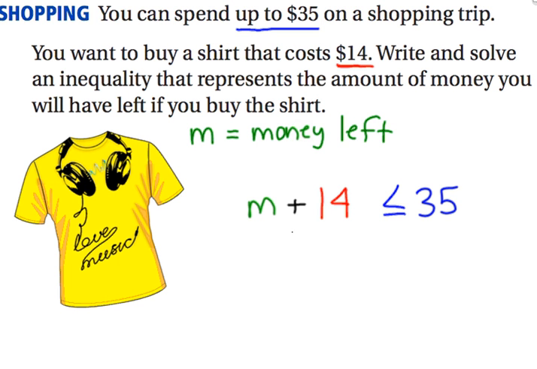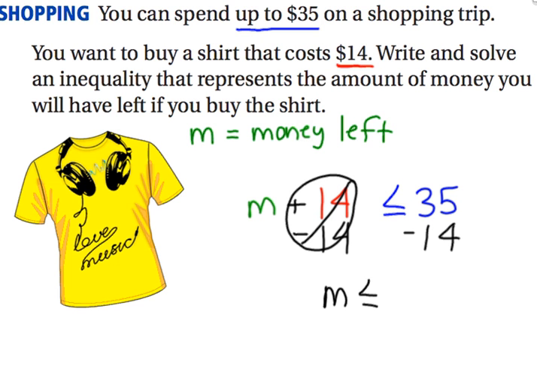So we will subtract 14 from each side. Those are 0 pairs, and we get M is less than or equal to 21. Since this is a word problem, we're going to include units. This represented money, so I'm going to put a dollar sign. So you will have less than or equal to $21 depending on what else you might buy.